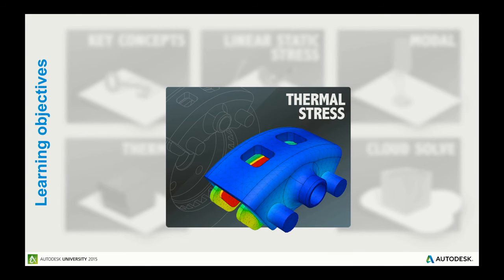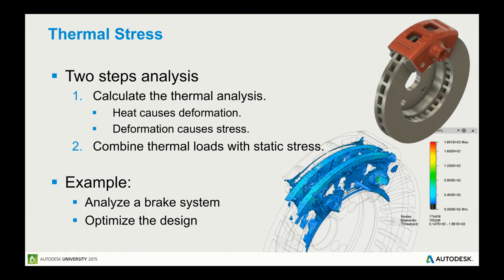Now let's talk about the thermal stress. Thermal stress is actually a combination of the thermal and linear static stress, so it's a two-step simulation. It starts with calculating the thermal stress. Heat causes deformation, and deformation causes stresses. So the thermal stresses are calculated, and then the stresses from linear static stress are calculated as well and combined together. That's the most complex analysis we have right now, when you combine both the stresses from heat and from the static loads.